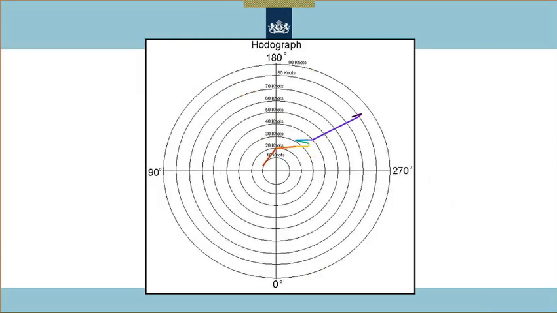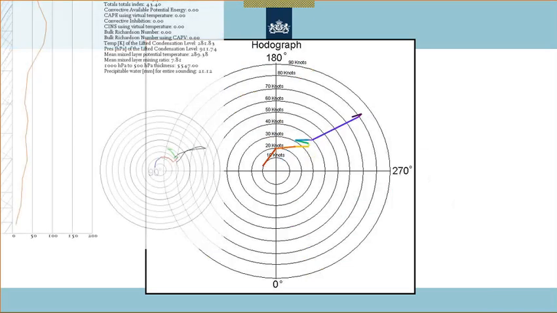Here you can see an example of putting or placing the vertical wind profile into your hodograph. You can do a lot of things with it. This is an example in which you can combine it with the numerical weather output.